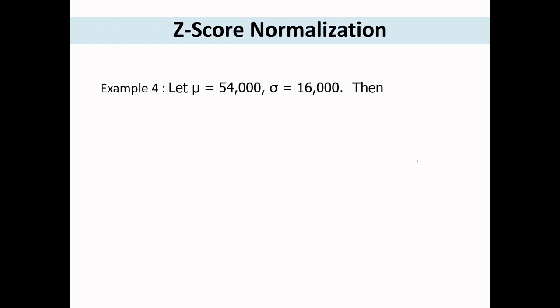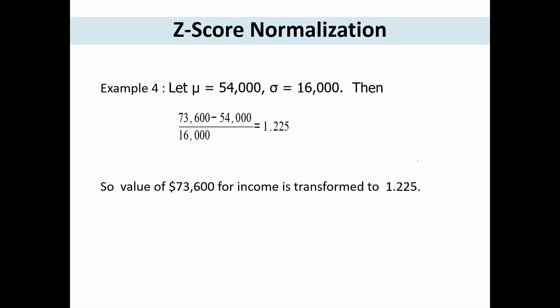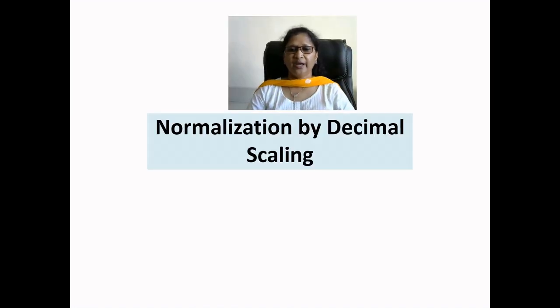Z-score normalization, we can do it for some examples. We are given mu as 54,000 and sigma as 16,000. So we can compute a value 73,600 using a formula which results into 1.225. We had computed this normalization for value $73,600 using MinMax Normalization too, and now we have transformed into a new range using Z-score normalization that results into 1.22. So third technique which we have to learn is normalization with decimal.